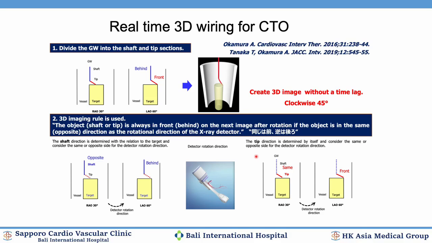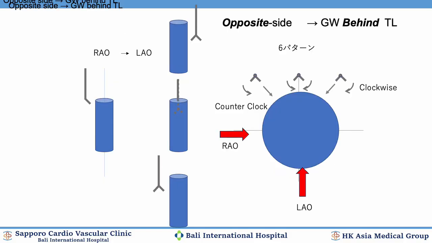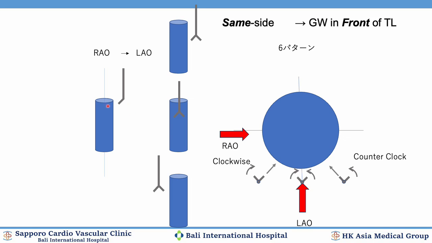That's the simple rule. By applying this simple rule repeatedly, the 3D relationship can be quickly understood, enabling efficient and precise advancement of the guide wire towards the true lumen. You see the guide wire is located here. Then RL to LL movement means the opposite side, so the wire is behind. This is LL. If the RL, the wire is right-sided, so move the same side. It means the shaft is in front here. You understand easily.